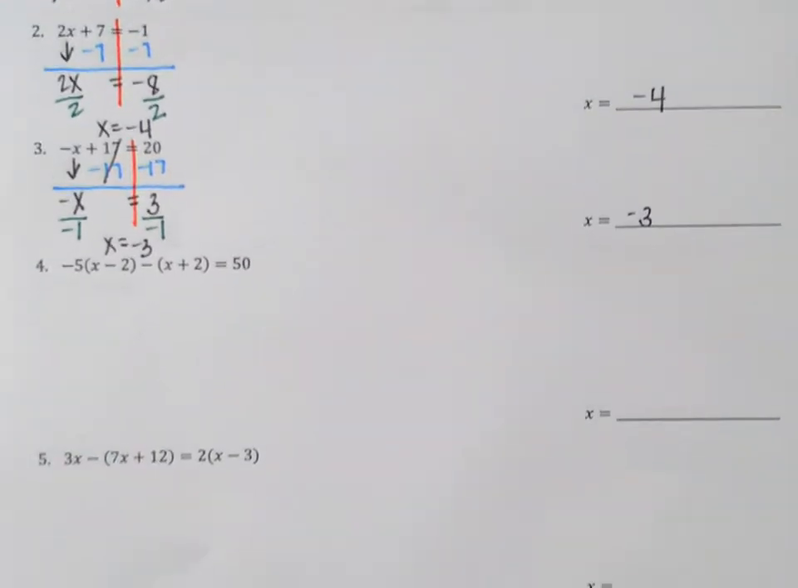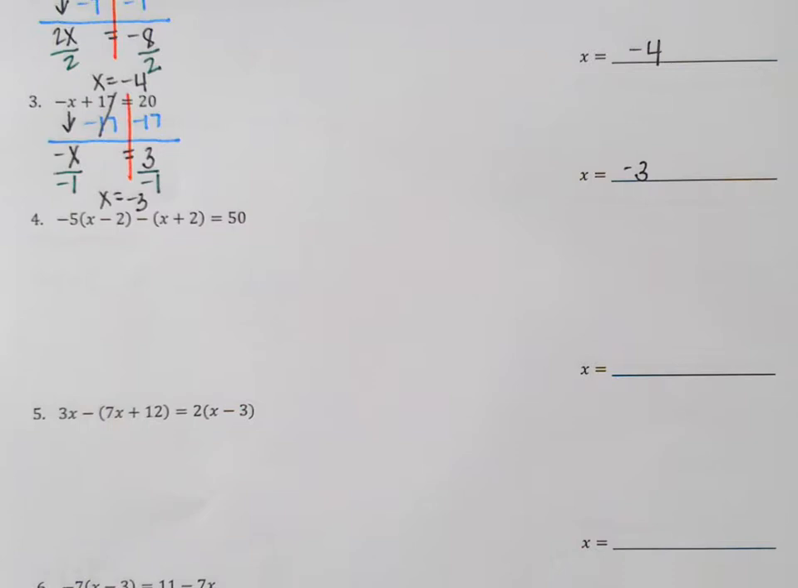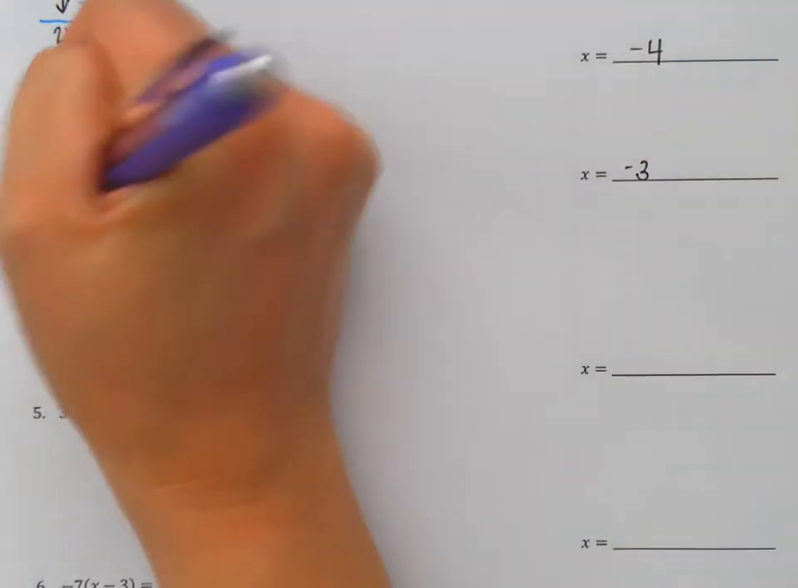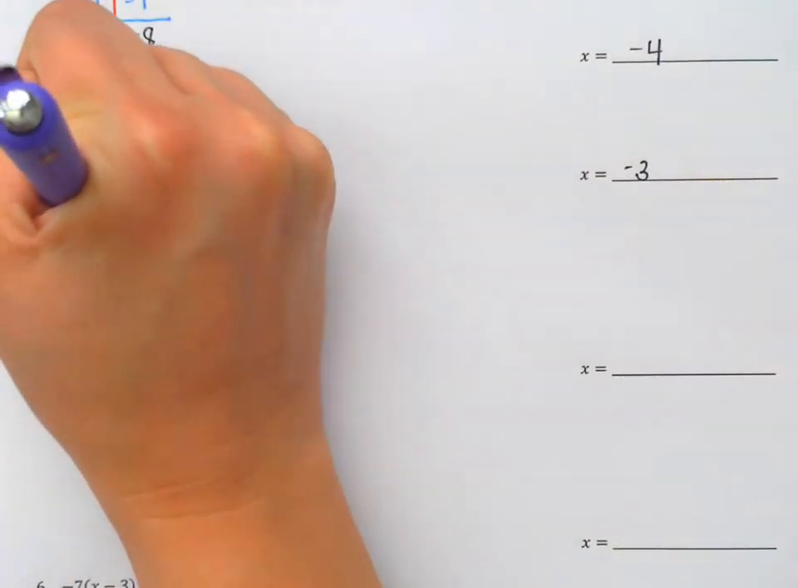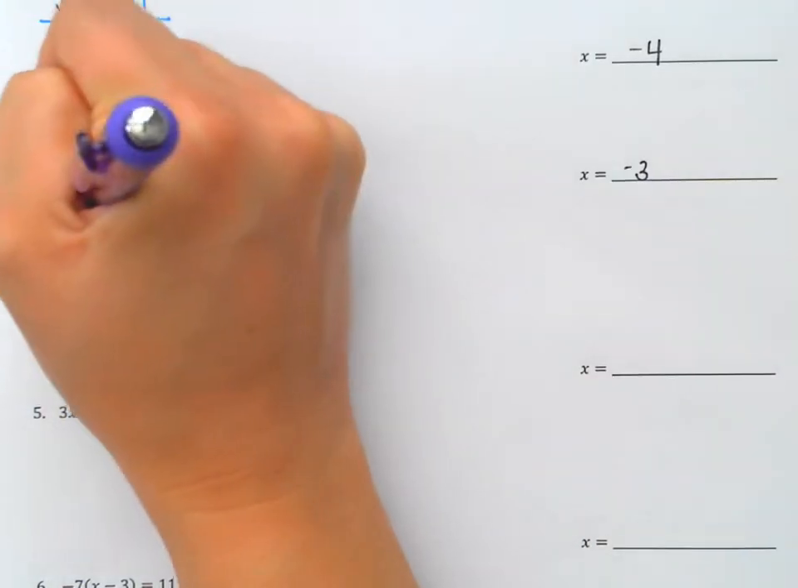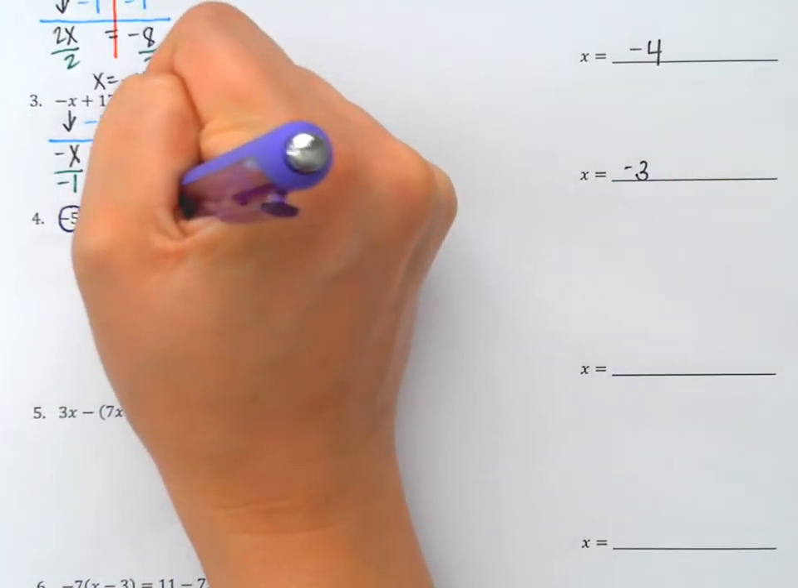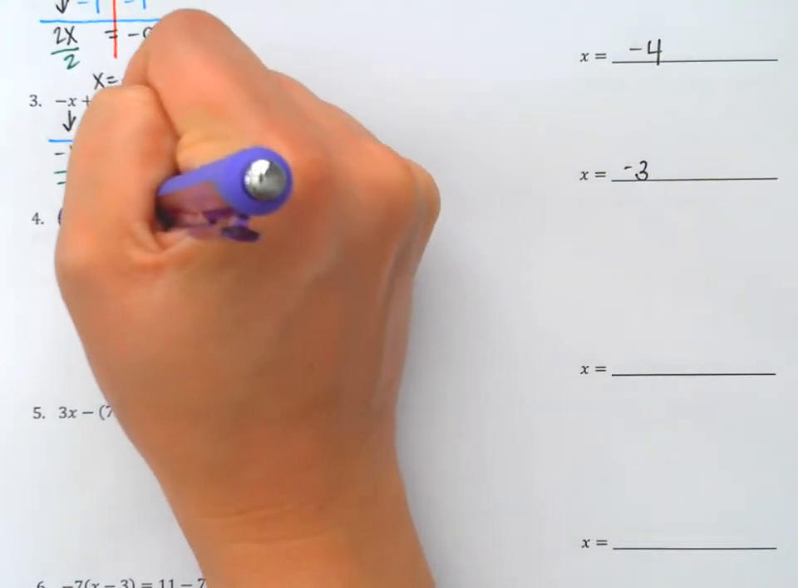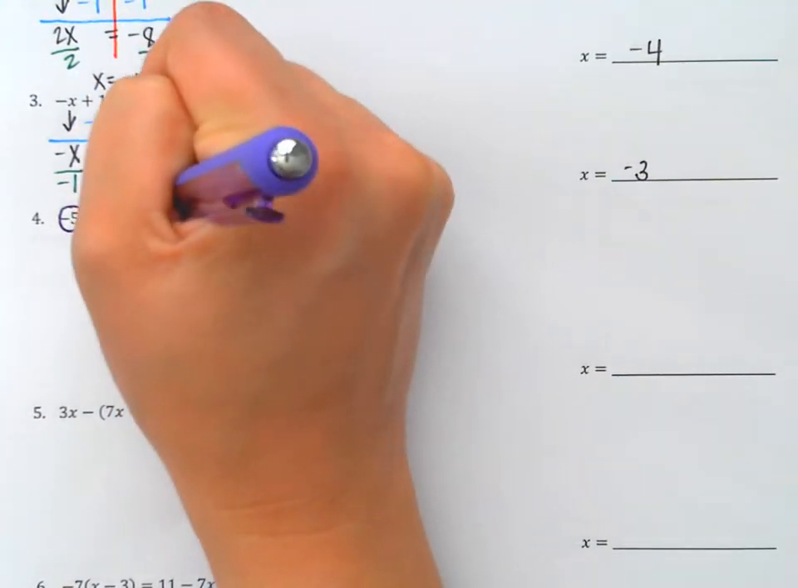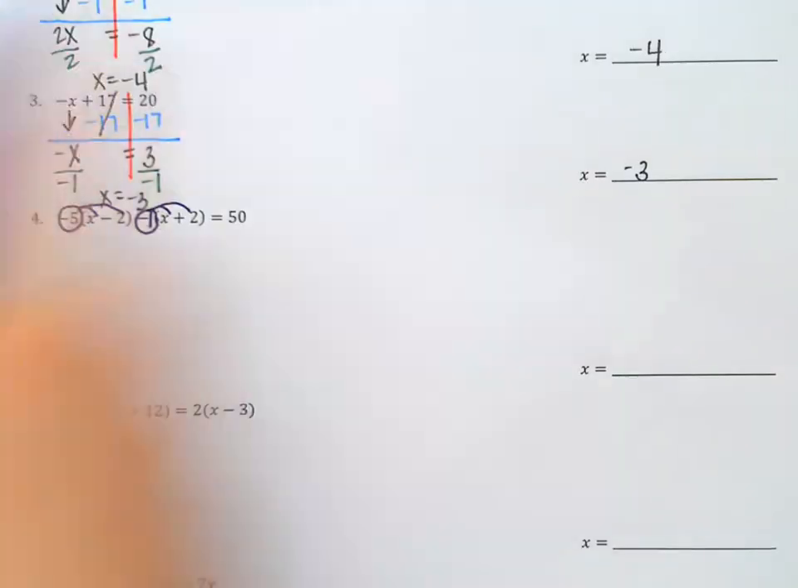Okay, kind of amping it up a little bit here. So remember, your first step whenever you're solving these is to distribute. We didn't have anything to distribute in 1 through 3, but we do in 4, so we're going to distribute now. So negative 5 is on the outside of the parentheses, so it needs to distribute to the x and the negative 2. And then remember, this is a negative 1 on the outside of the x and the 2, so we're going to distribute in there as well.